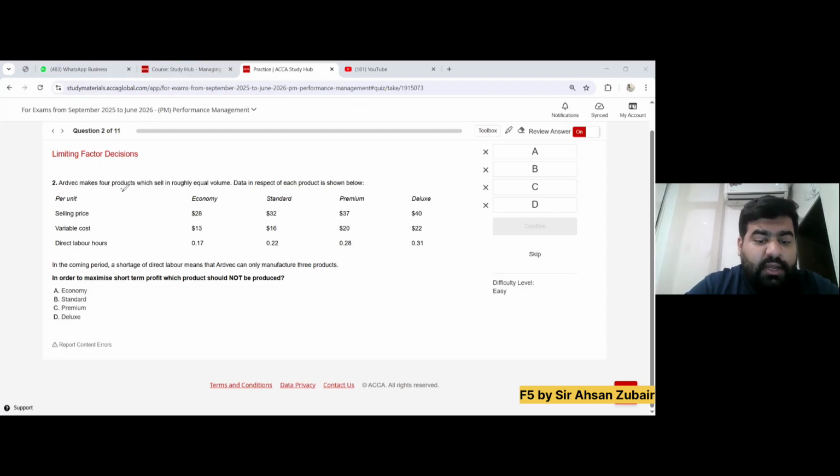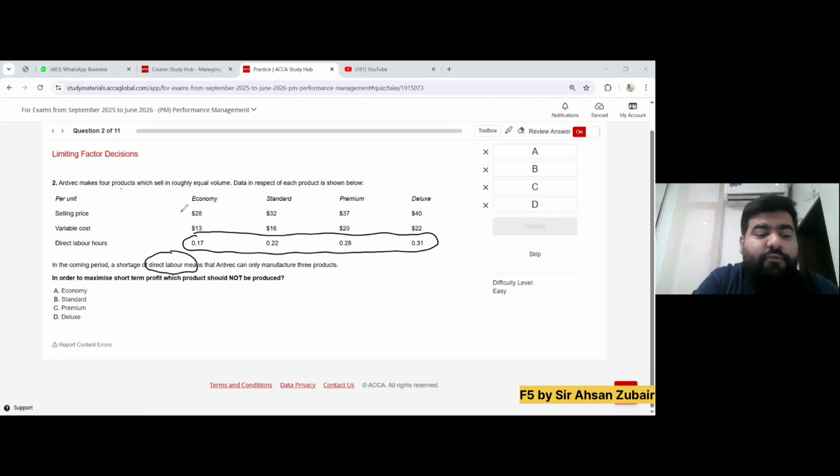The labor hours are actually the limiting factor, and again we have to calculate contribution per limiting factor. First, we will calculate the contribution. 28 minus 13 is 15 contribution here. 32 minus 16 is 16 contribution here, then 17 contribution, and here 18 contribution. So we have calculated contribution per unit.